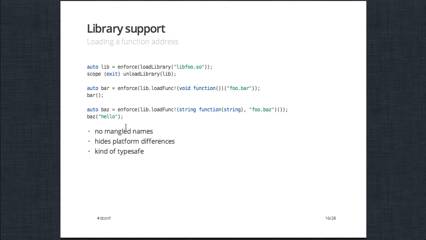So let's have a look at this again. We do a load library, and we enforce that the return value is not null. You can load a function by specifying the type and by specifying a fully qualified name, and you can call it. And you can do the same with a function of a different type and a different name. So what we got here is that we no longer have to deal with mangled names, because the mangling is done automatically.